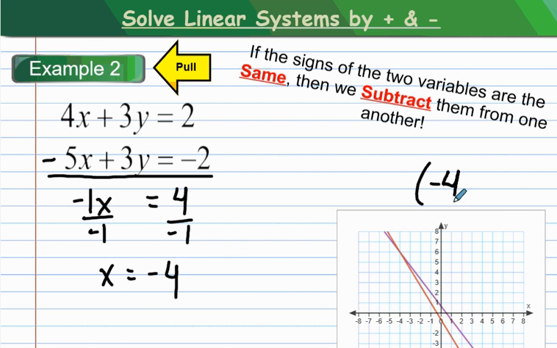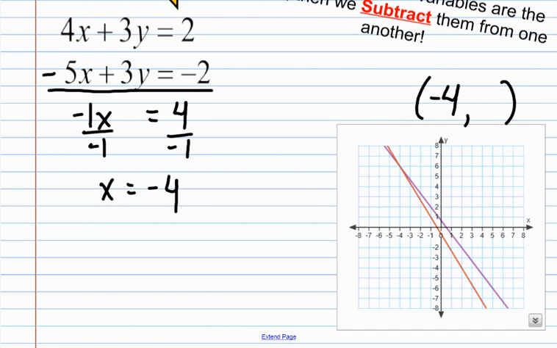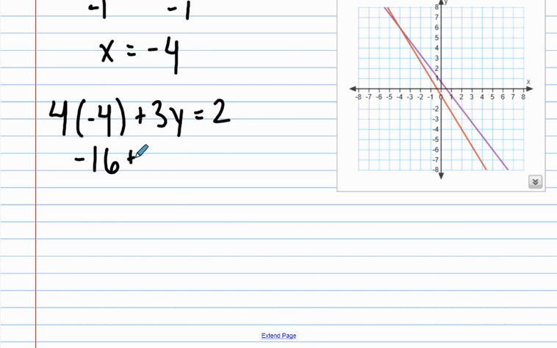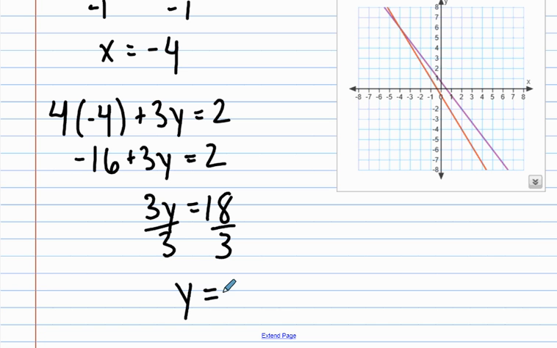So I know that those two lines are going to cross at an x-coordinate of negative 4. Now if I want to solve for y, I put negative 4 in for the first x or the second x and solve for y. It doesn't matter. Let's do the first one. So 4 times negative 4 plus 3y equals 2. That's negative 16 plus 3y equals 2. If I add the 16 to each side, I'll get 3y equals 18. Divide by 3, and I get that y has to be 6.